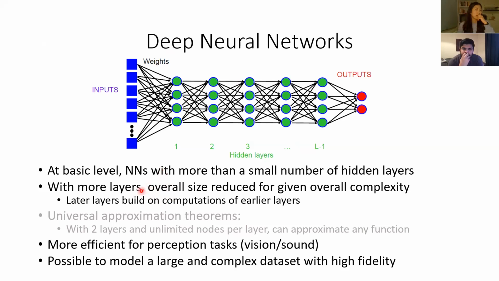And actually, what they are saying is even better. There's a universal approximation theorem, and it says that with 2 layers and an unlimited number of nodes per layer, you can approximate any kind of function, which sounds very, very exciting. So the key point here is that with more neurons, more nodes, or more layers, you can express a much richer kind of function.